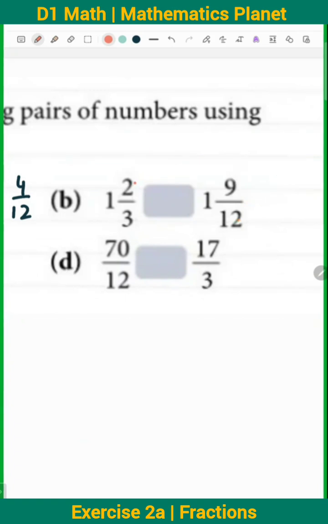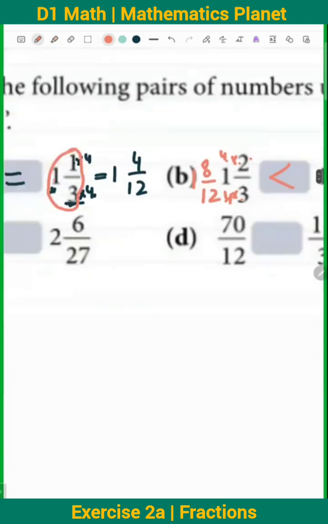Can we make the denominator same on the other side? So what we will get? 4 times 2 is 8, 4 times 3 is 12. So we get 1 8 by 12, 1 9 by 12 here. So which one is greater? Miss, 1 9 by 12. Everyone clear? Yes. Okay.